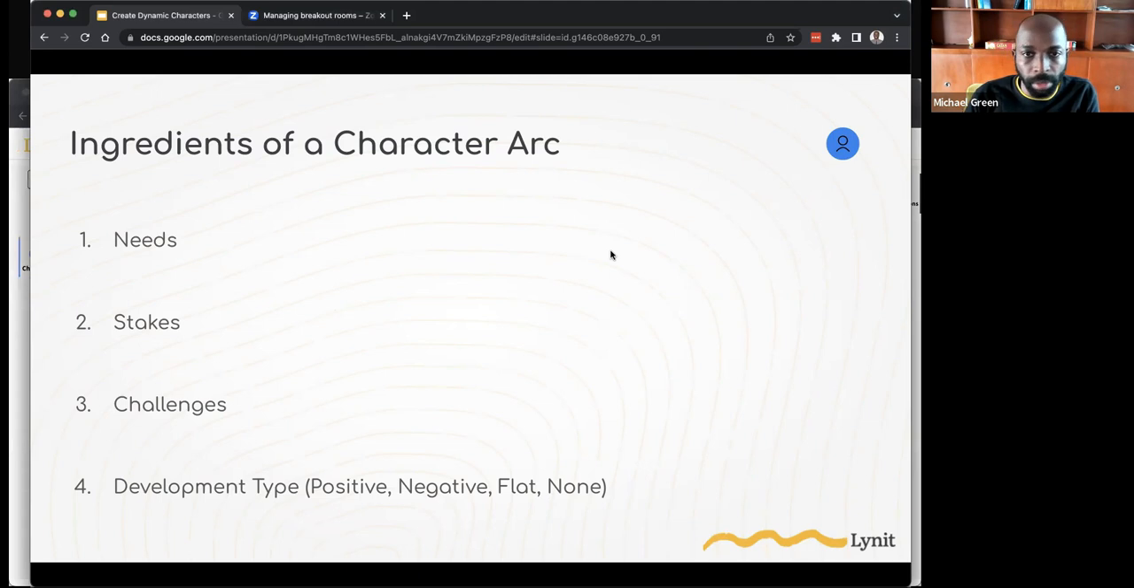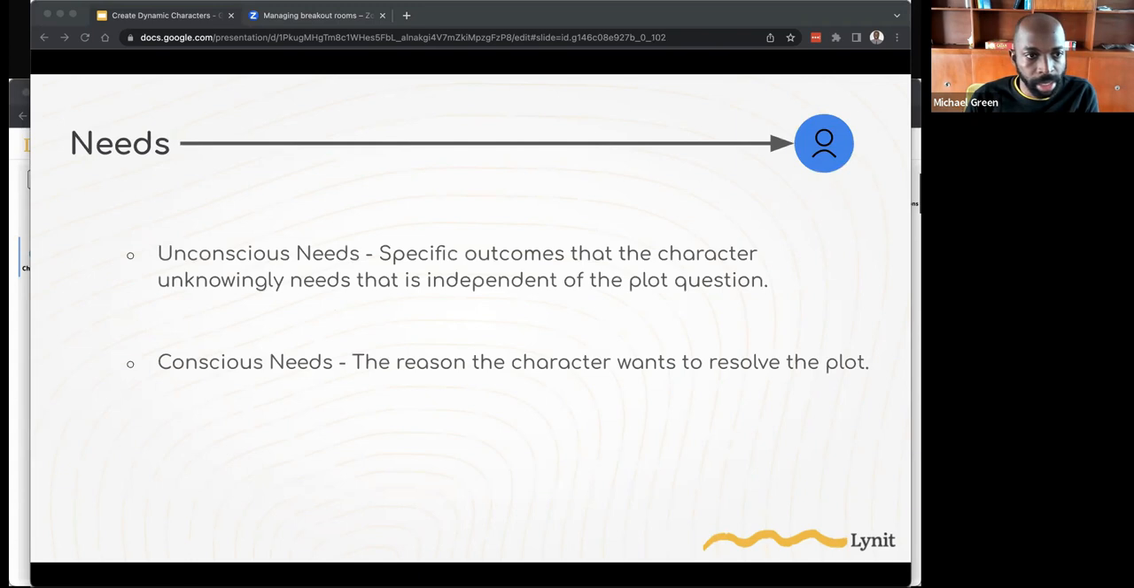But first, let's start with the needs. There are 2 types. They're the unconscious needs, as I mentioned earlier. These are specific outcomes that the character unknowingly needs that is independent of the plot question, right? And I mean independent in the sense that it's not an obvious direct link between the plot question and this unconscious need. It's something that the character doesn't know, right?